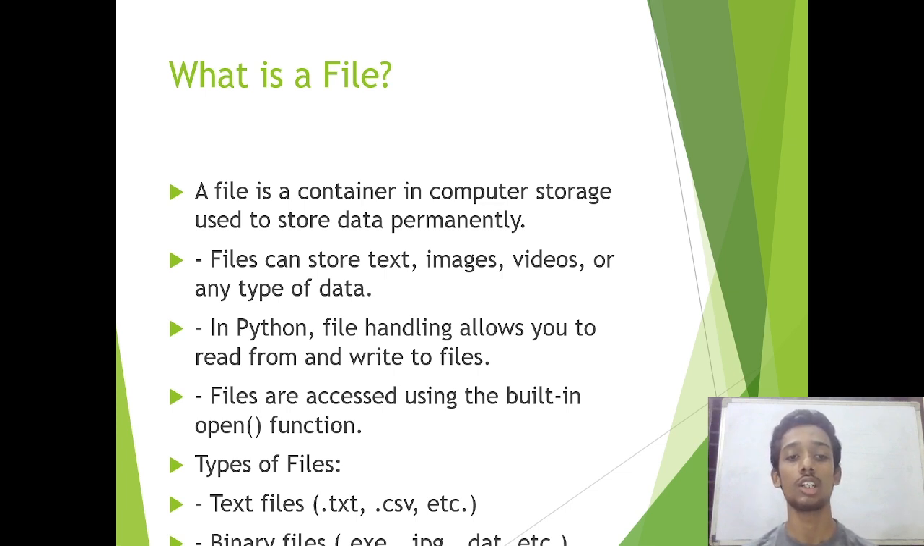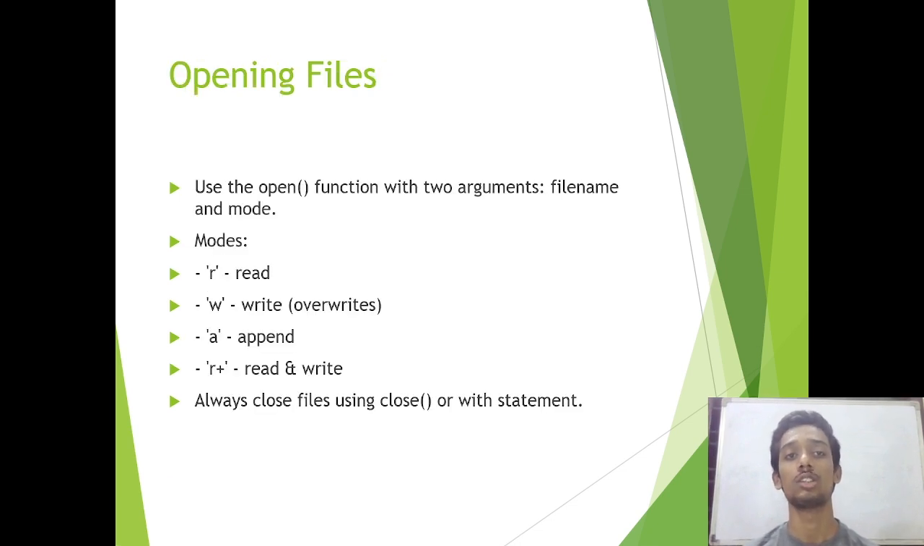Types of files are text files and binary files. Text files end with .txt or .csv, etc., and binary files usually end with .exe, etc. And so how do we open these files? You can open these files using the open function with two arguments, file name and mode. There are different modes to open a file.